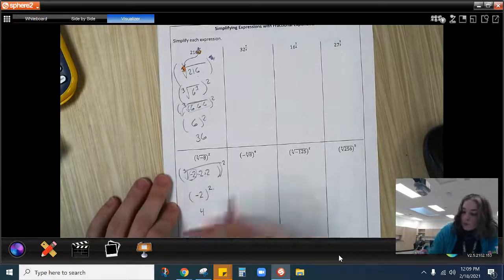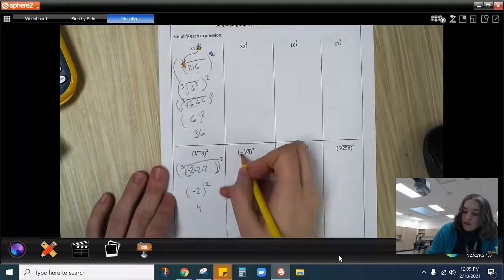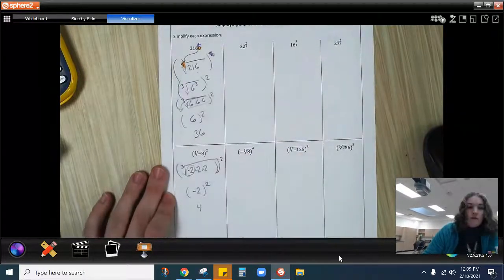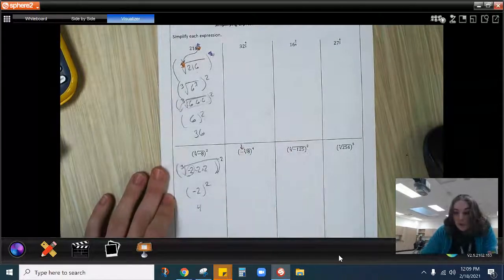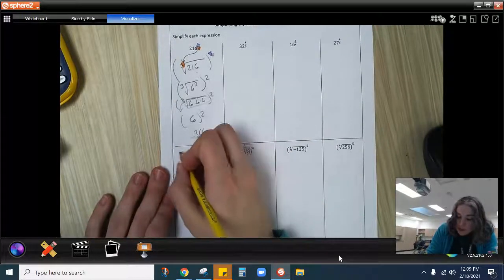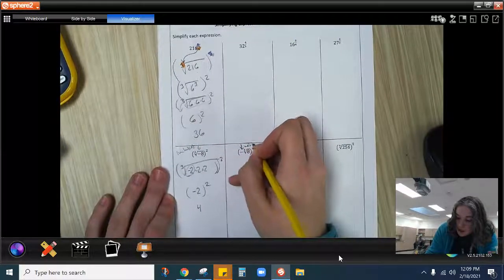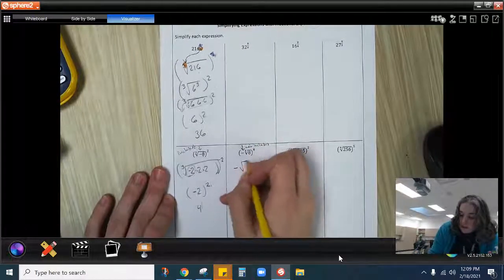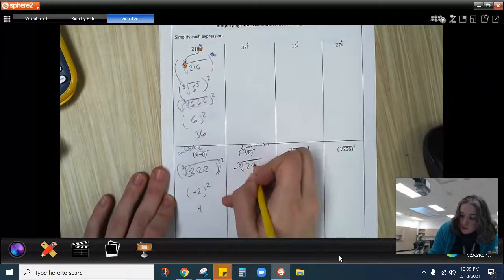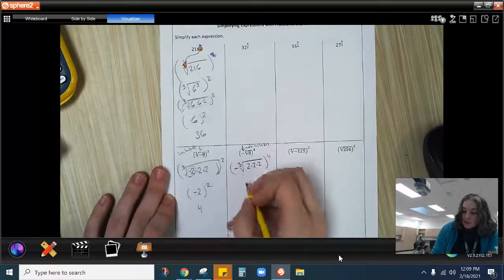So let's do that with this one now, because this one's different, very different. So this one has a negative cubed root of 8 to the 4th power. That negative is not included. Okay, this one is included. This one is not included. So that means I want the cubed root of 8. Well, that's really 2 times 2 times 2. So the cubed root of 8 is just going to be 2.